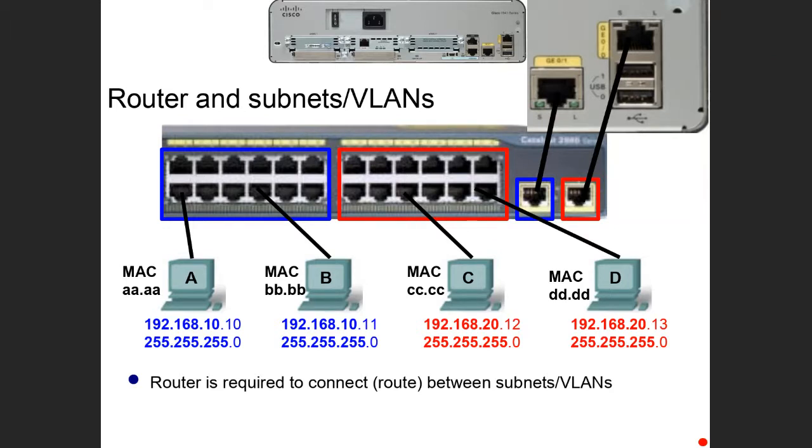So here's what we're going to do later in the next chapter. We're going to do inter-VLAN routing. We're going to take some ports from the switch and plug them to the router, and then we're going to configure the router to route back and forth within the .10 network and the .20 network. So routers are required to connect or route between subnets or VLANs.